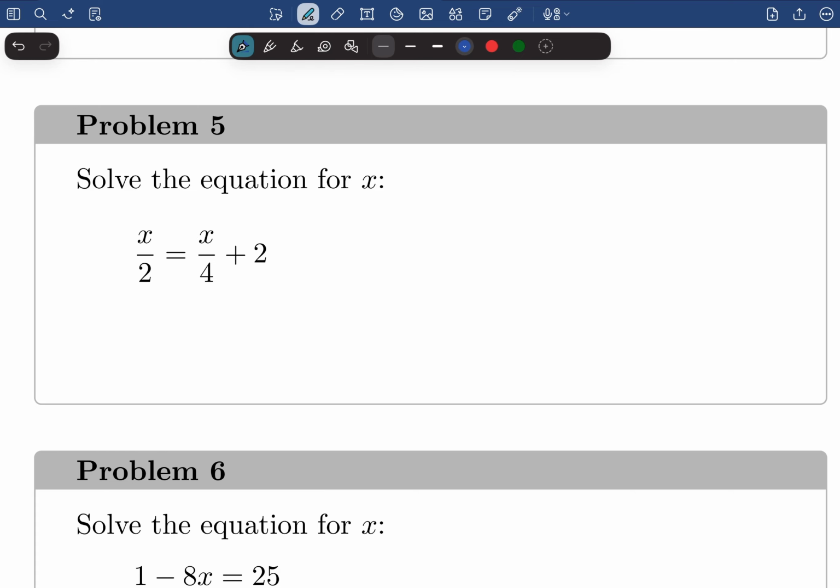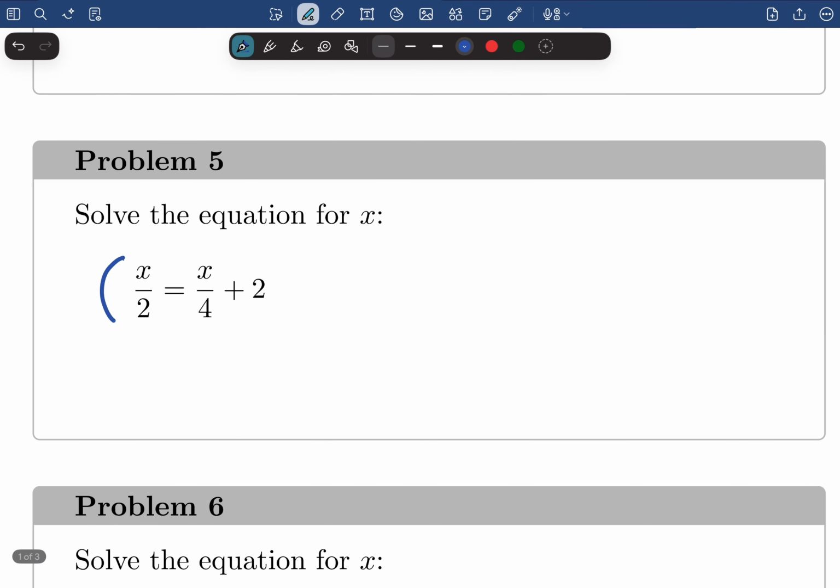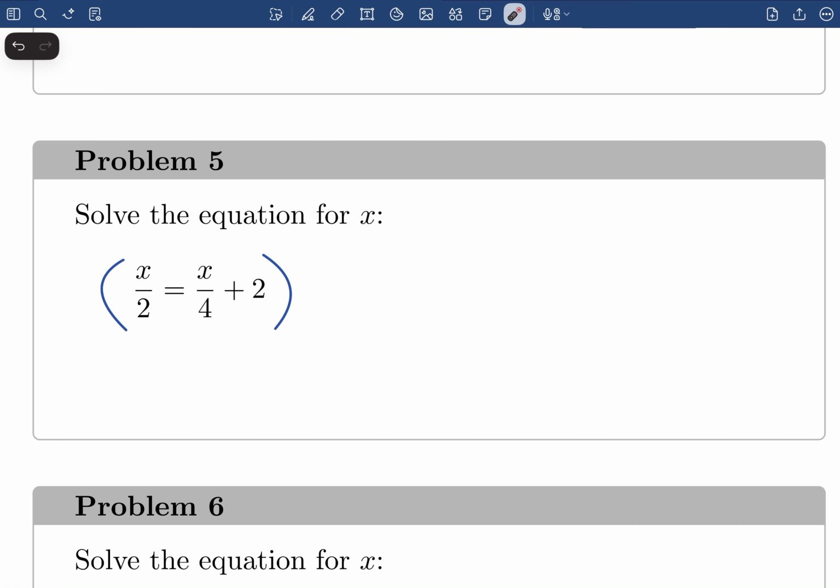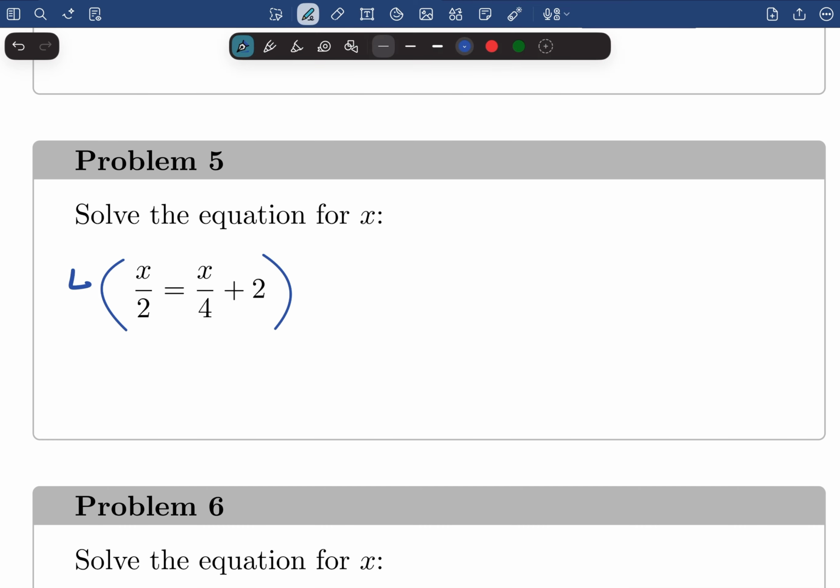I see fractions, and if you want to clear the fractions from an equation, which I highly recommend, you can multiply the entire equation by the least common denominator. The least common denominator is the least common multiple of the denominators. The least common multiple of 2 and 4 is 4. So now we can multiply 4 to all of the terms of the equation, and we can rewrite the equation without any fractions.